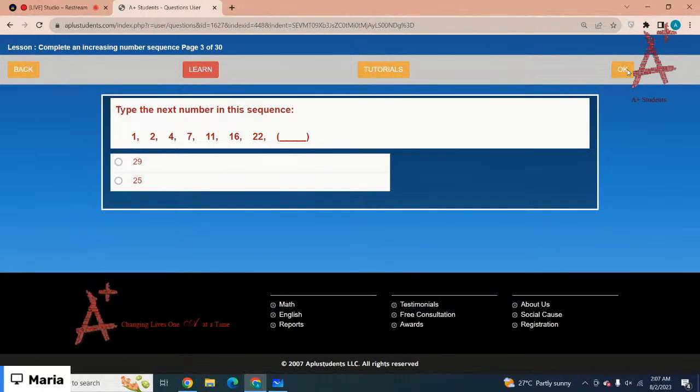Yes, very good. The next one is 29. How? For every next number, the number you are adding is increased by 1. 1 plus 1 is 2. 2 plus 2 is 4. 4 plus 3 is 7. 7 plus 4 is 11. 11 plus 5 is 16. And 16 plus 6 is 22. That means for the next number you have to add 7. So 22 plus 7 makes 29. Correct option is 29.